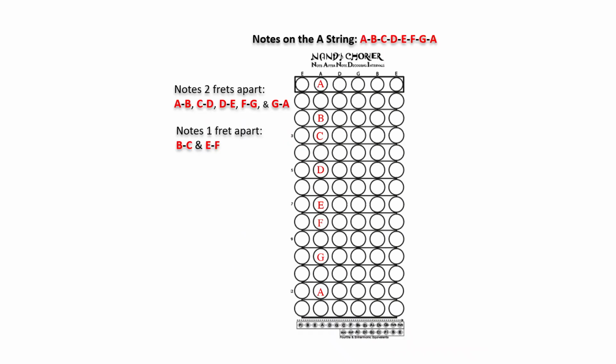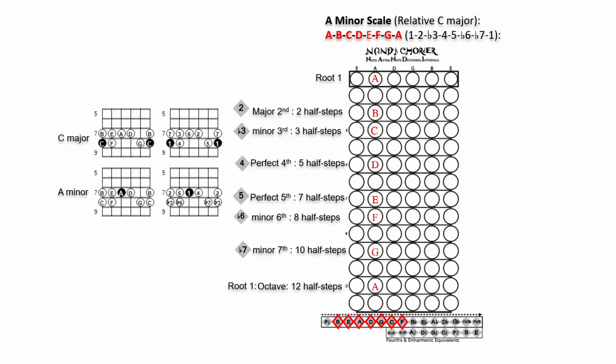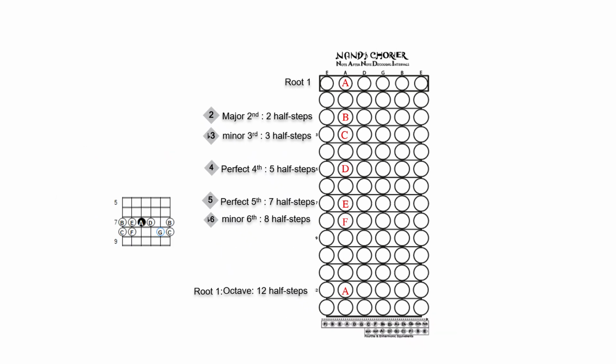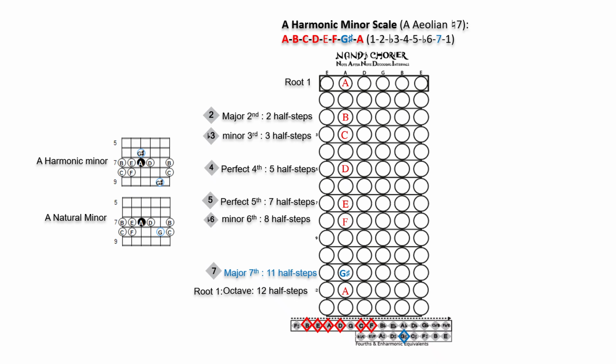Instead of memorizing notes on the A string, apply the same interval logic. The natural notes form A natural minor, the same notes as C major, starting on its 6th degree, but with a different interval pattern containing 3 flats. Raise G to G sharp to form A harmonic minor with a raised 7th, also known as Aeolian natural 7.